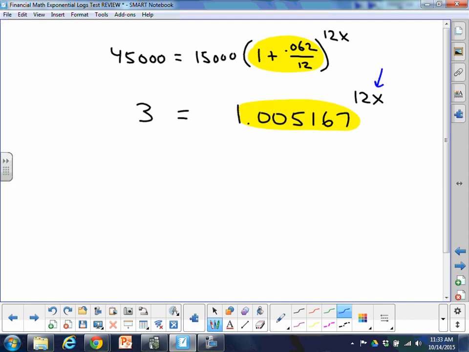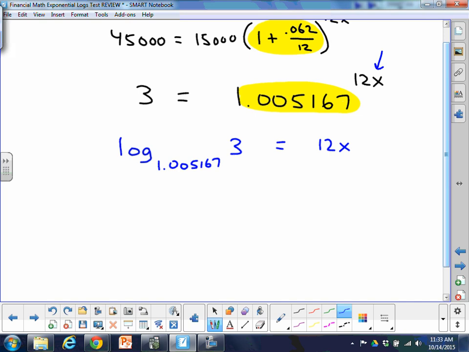Here's what I want. I'm going to go to log form. So it's going to be log. The base is that 1.005167 of 3. It's going to equal the exponent. Okay, and then we would finish that out on the calculator. Again, doing the left side if you want to do the log base little trick that we did in class, or you could do a division problem. But I'm getting for the left side, just straight from a calculator, around 213.1698. Okay, so I'll round out there. That equals 12x. I'm just going to leave that whole number in my calculator though and divide by 12 to get x. So x is approximately 17.8 years.